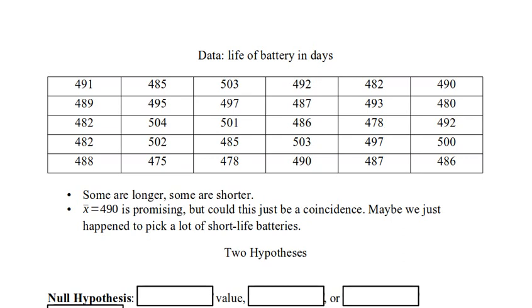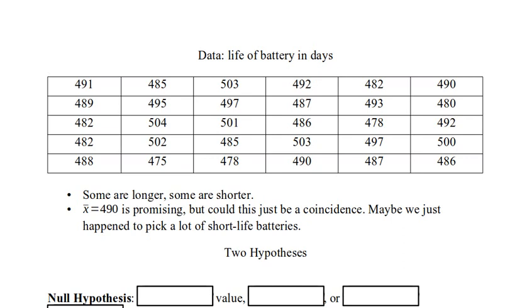Some are longer, some are shorter. Notice that some of these are over 500 days. There's a 502, a 504, a 501, a 503. Some are shorter, some are longer. If you average these 30 lengths in days, you get 490 days. Now that looks promising for our claim, but it could just be a coincidence. Maybe we just happened to pick a lot of short-lived batteries.